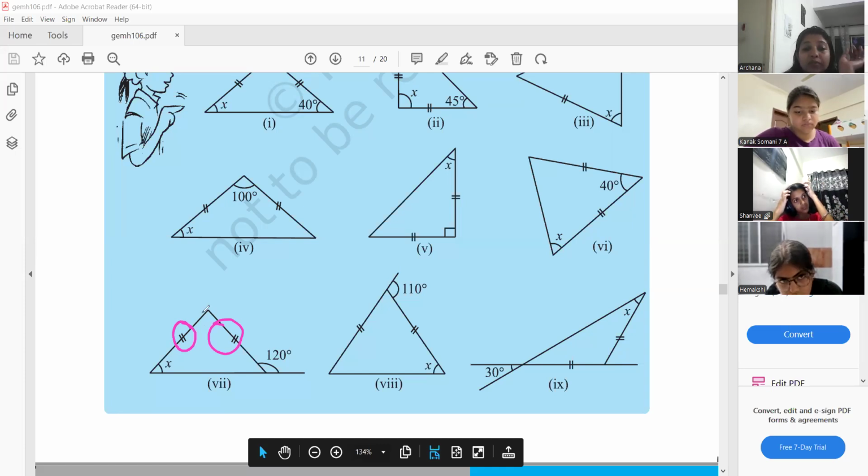What did you see? The opposite sides here are equal, ma'am. This symbol indicates that the two sides are equal. So according to this, which two angles will be equal? This one and this one, x. Now, according to linear pair, you found this as 60 degrees, right? So then how much will be this one? 120.